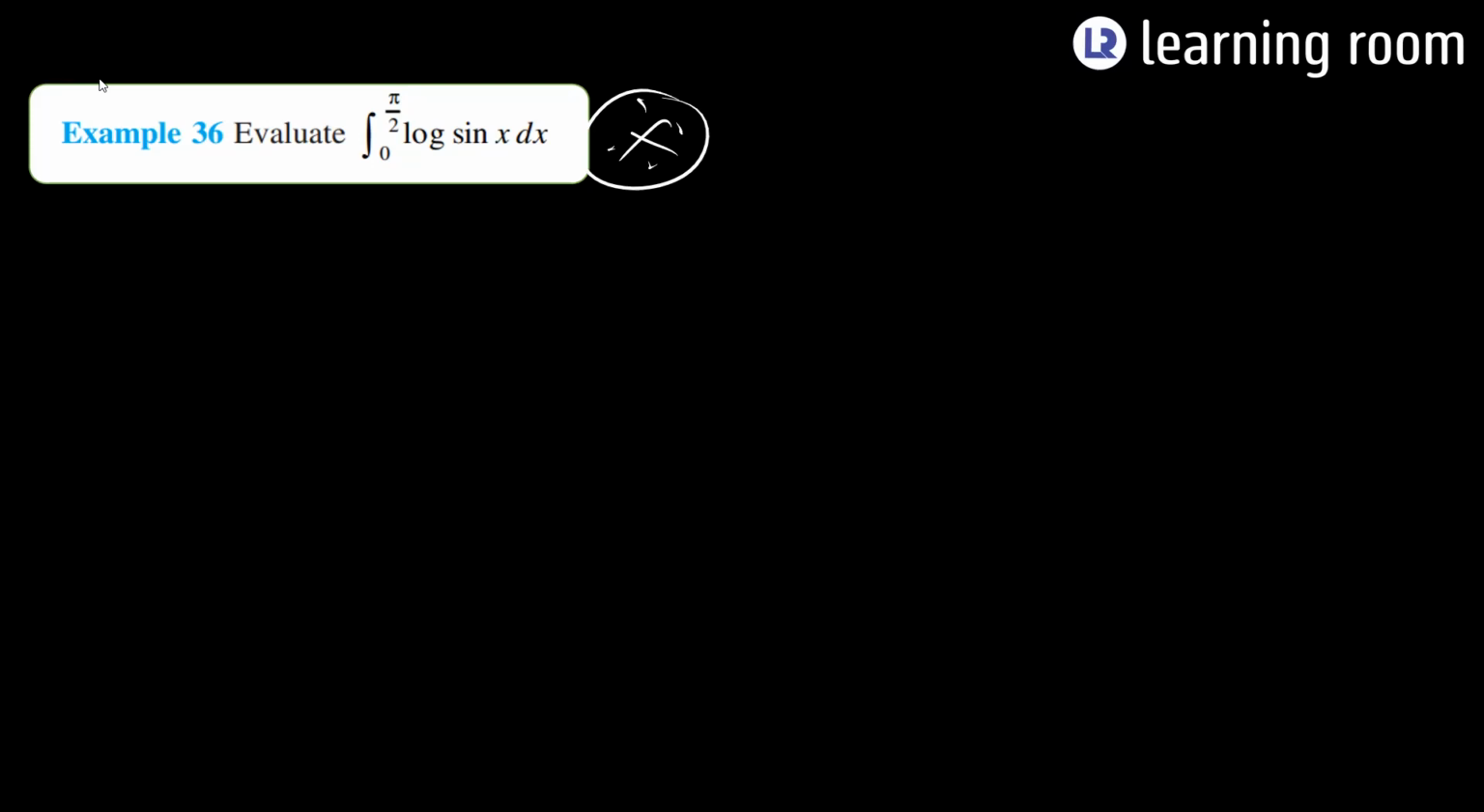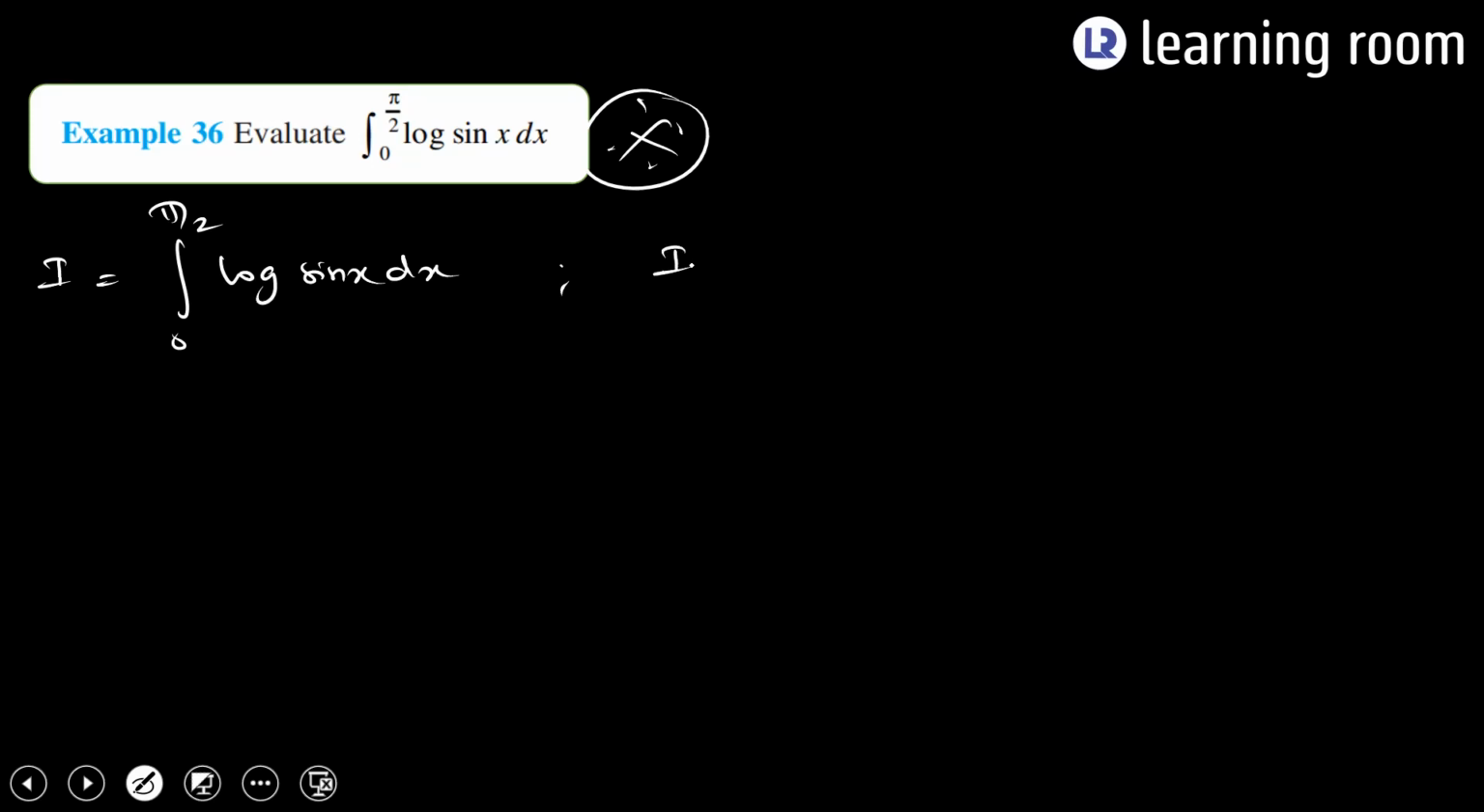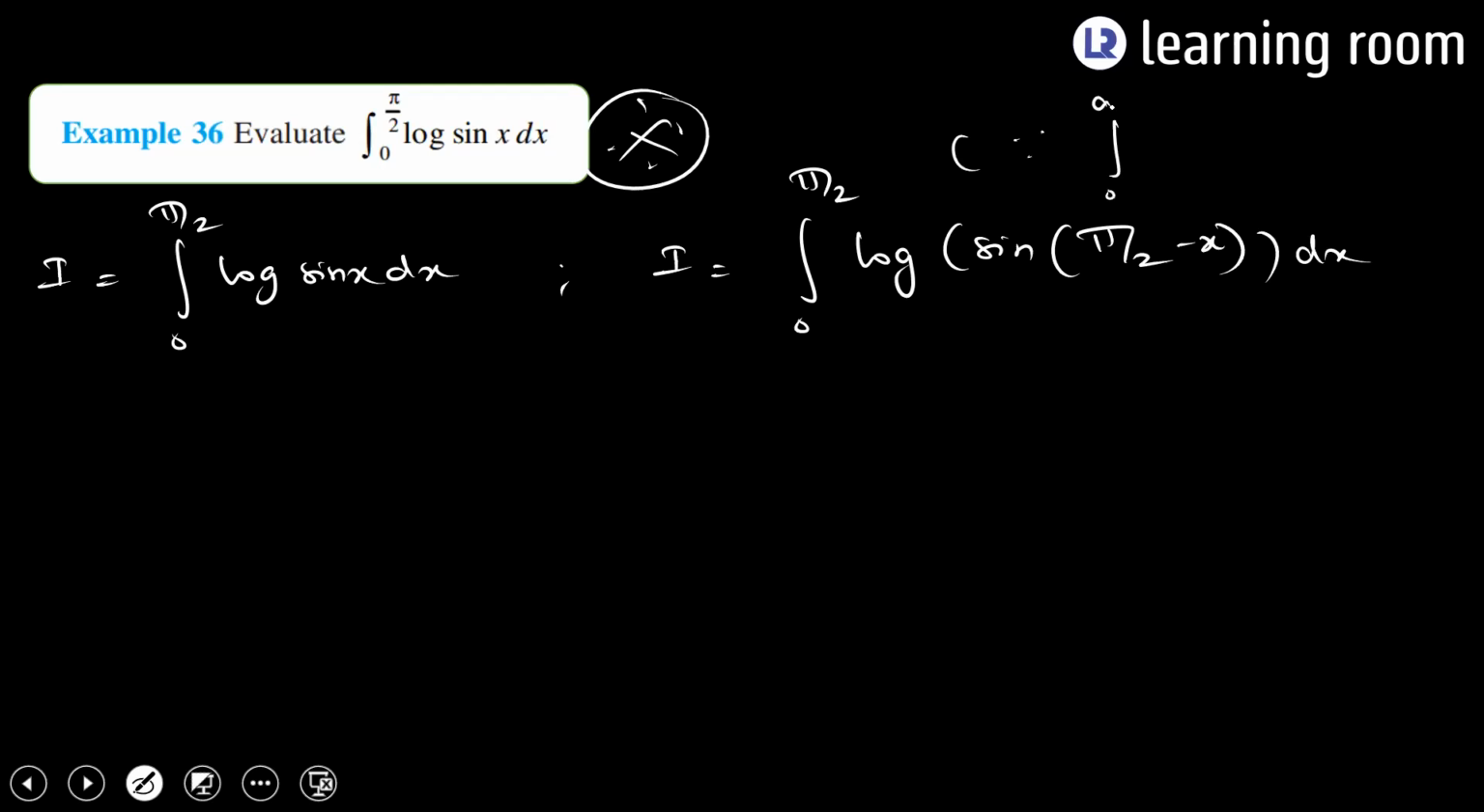So let me take this as I. So I is equal to integral of 0 to pi by 2 log of sin x dx. Then I can also be written as integral of 0 to pi by 2 log of sin (pi by 2 minus x) dx. Why? Since integral of 0 to a f of x dx is equal to integral of 0 to a f of (a minus x) dx. So that is a property.